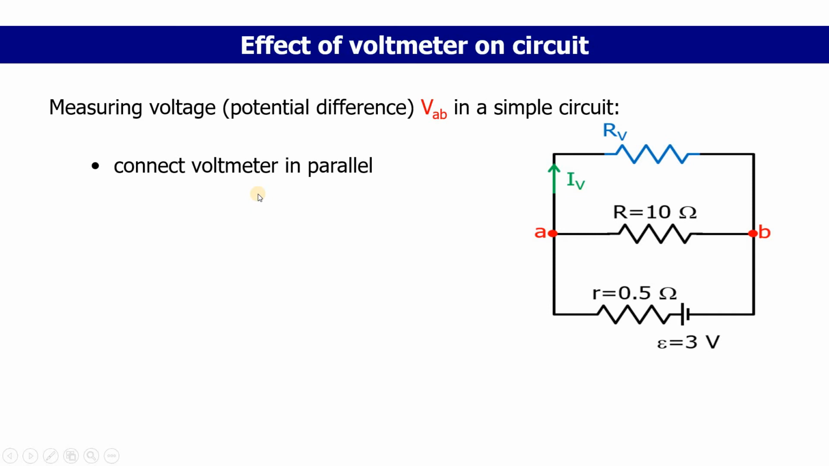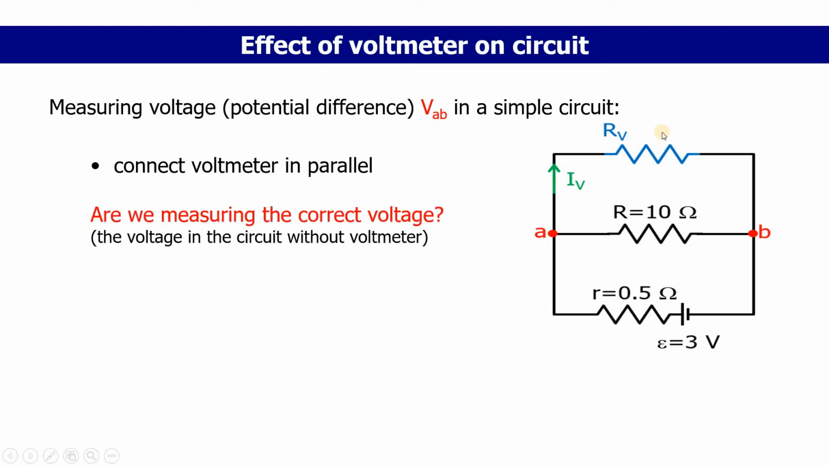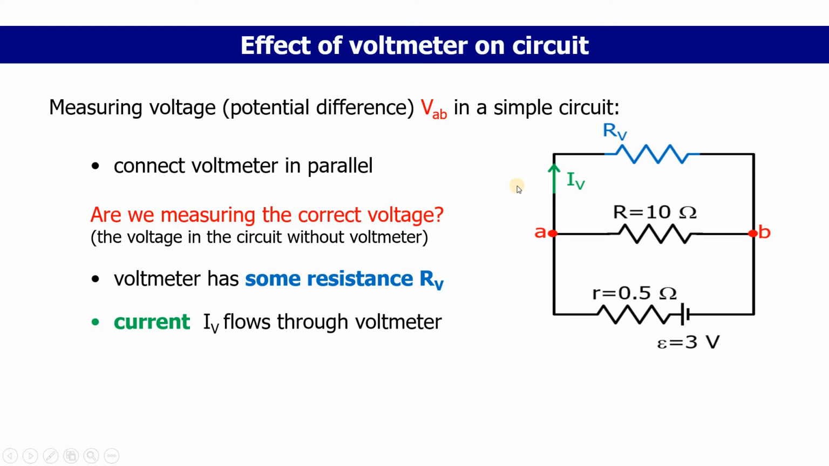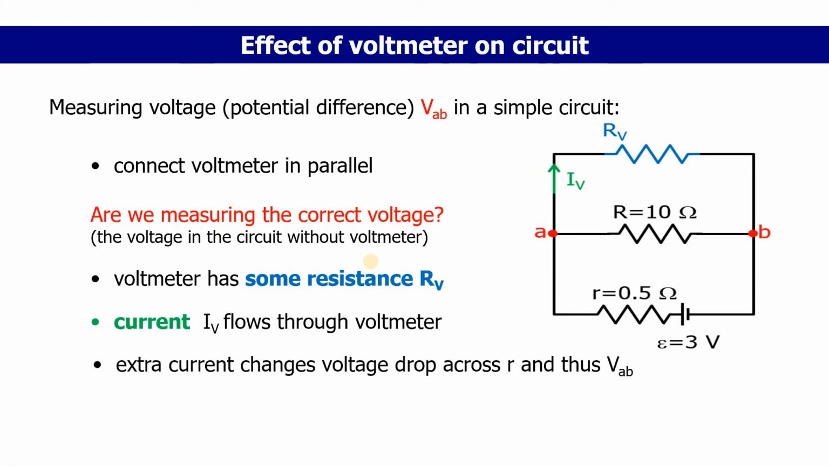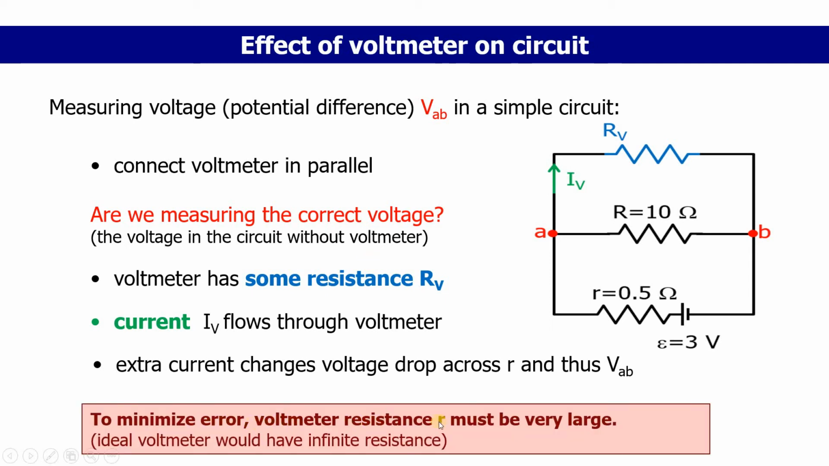We know that the voltmeter is connected in parallel. We want to measure the correct voltage as it is without the voltmeter. But the voltmeter has some resistance, that resistance is RV here. The current flowing through this voltmeter is IV. This extra current changes the voltage drop across R and hence VAB. To minimize error, the voltmeter resistance RV must be very large. Ideal voltmeters would have infinite resistance.